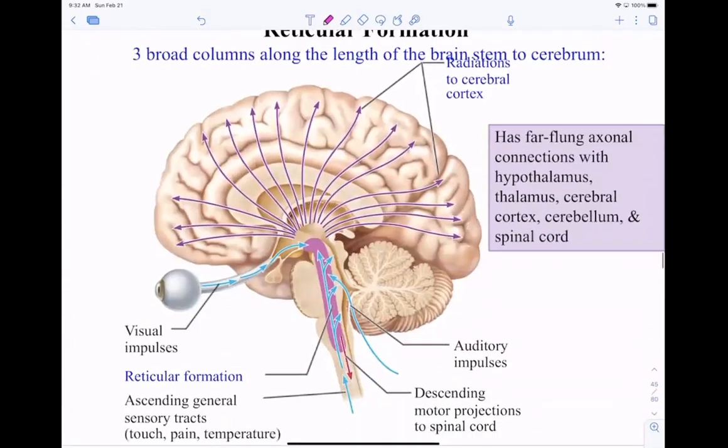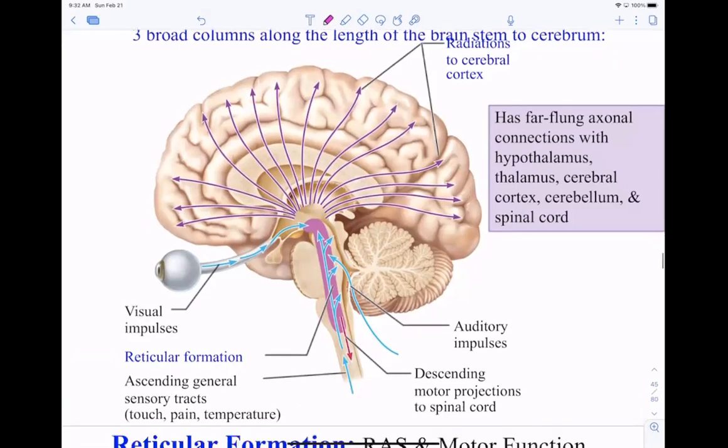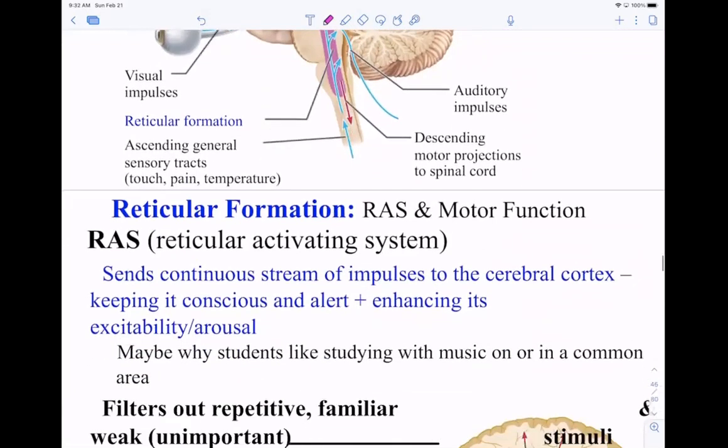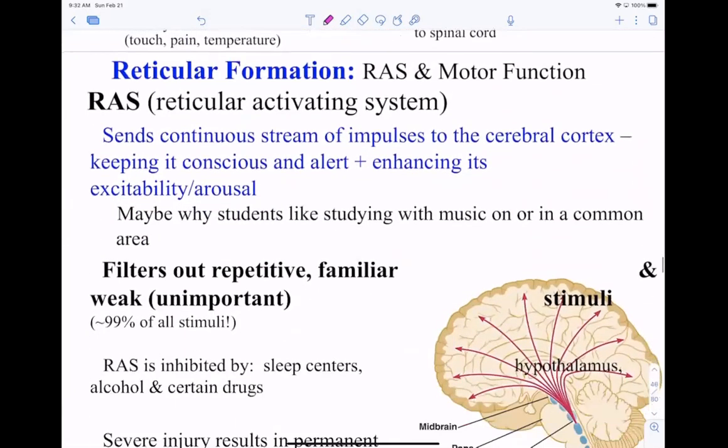Reticular formation, this is kind of your standby for your brain. It keeps you on alert. So you have input from vision, you have input coming up, and it starts in your midbrain, and it keeps your cerebrum on standby. So you might not be thinking per se or focused, but you're not unconscious or asleep. And so this reticular activating system is really sending a continuous stream of impulses to the cerebral cortex, keeping you conscious and alert, but you might not be actually really using your cerebrum. It tends to filter out weak, repetitive, familiar input, right?